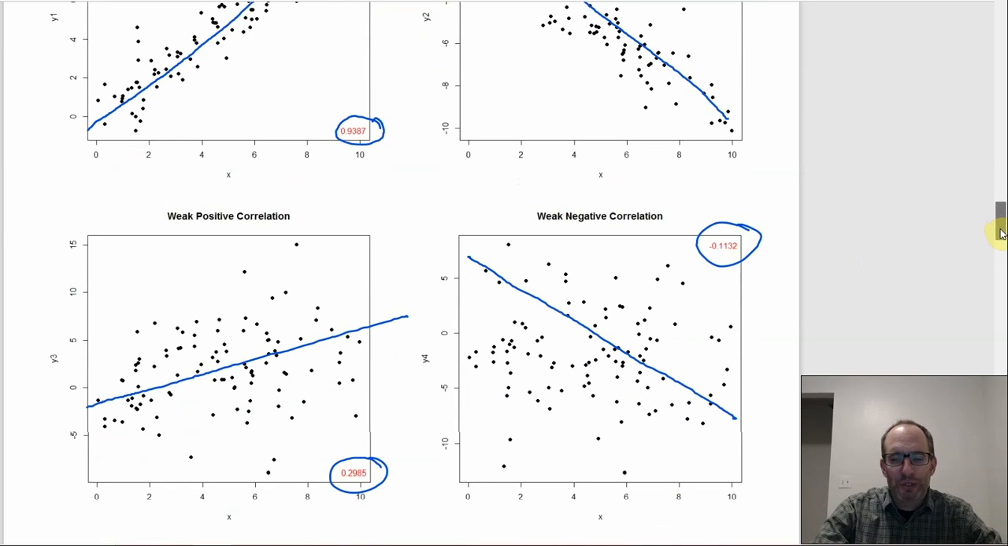But the idea of what's strong and what's weak, that is kind of relative. It's not like there's some threshold, some numerical value, where you could say everything above 0.6 is strong, or below negative 0.6 is strong. What's strong and what's weak depends on the context a lot. But the idea of being stronger or weaker, the farther away you get from zero, the stronger the correlation is, and the closer you get to zero, the weaker the correlation is. That concept still works. But what would be considered strong or weak is really context dependent.